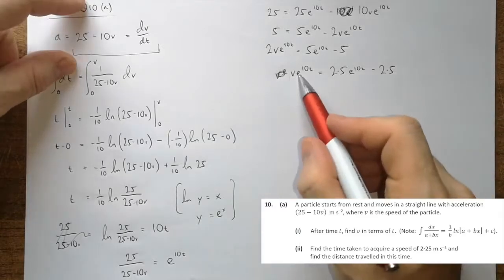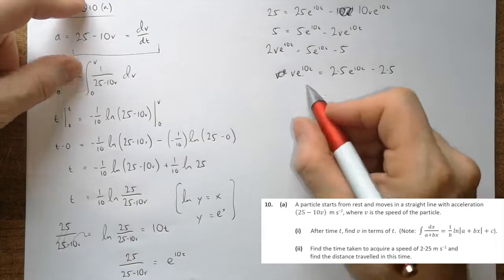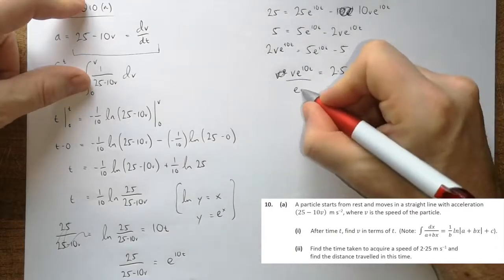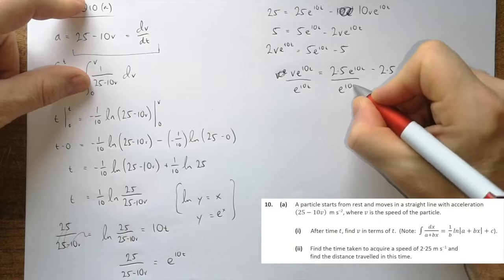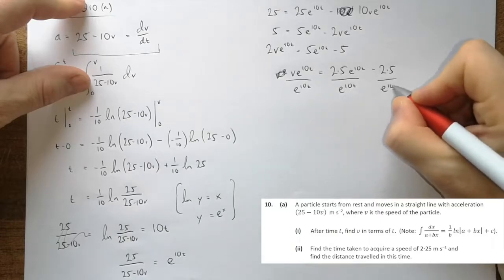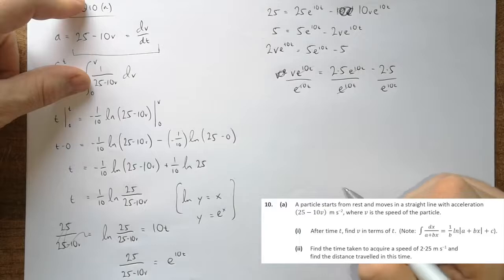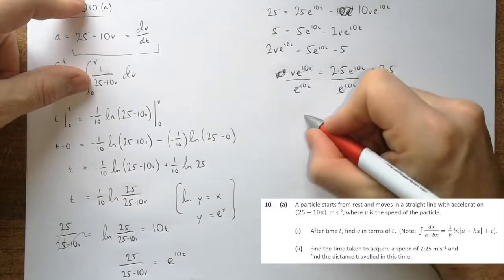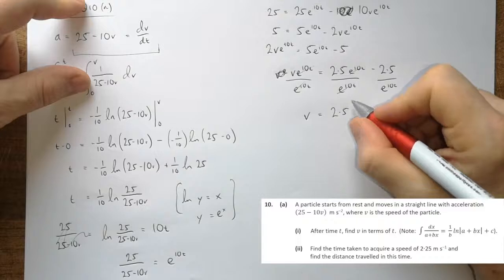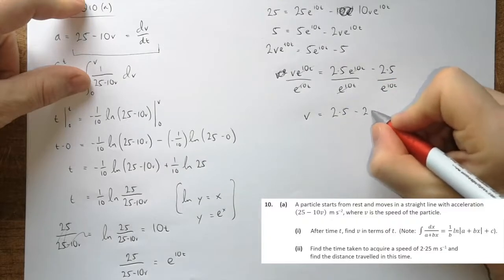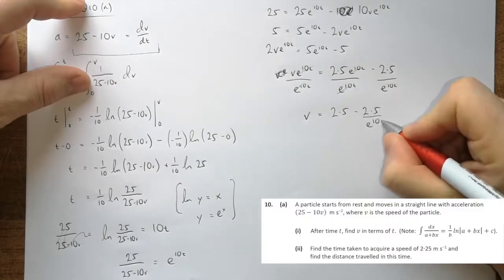Now we've got to lose this, but actually e to the power of 10t exists in both of these. So what we're going to do is divide everything by e to the 10t, and it will get slightly prettier at the cost of that. So now what I have is v equals 2.5 minus 2.5 over e to the power of 10t.